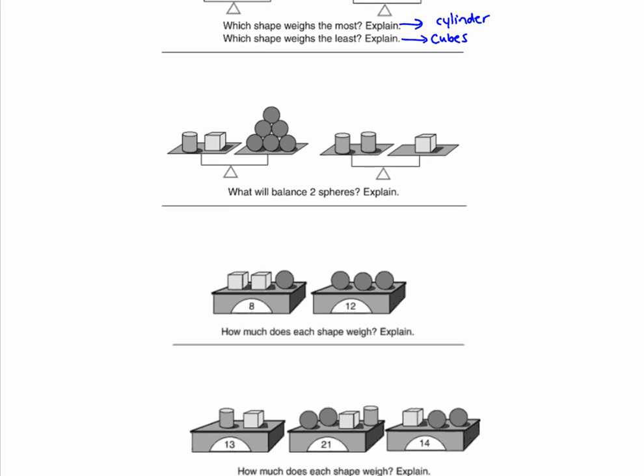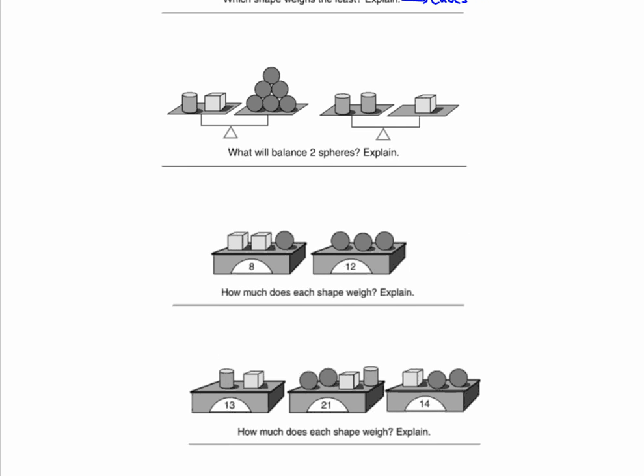What did we say for the balancing? What would balance 2 spheres? So one cylinder would balance 2 spheres. One cylinder. So we said that because if 1 cube is 2 cylinders, I can replace this 1 cube with 2 cylinders. And 3 cylinders is 6 cubes. That means 1 cylinder is 2 cubes.